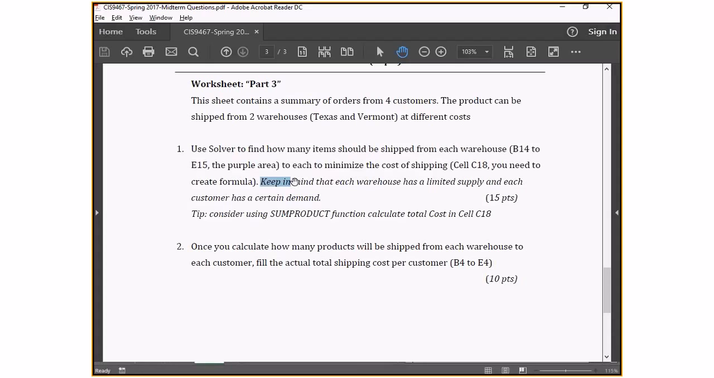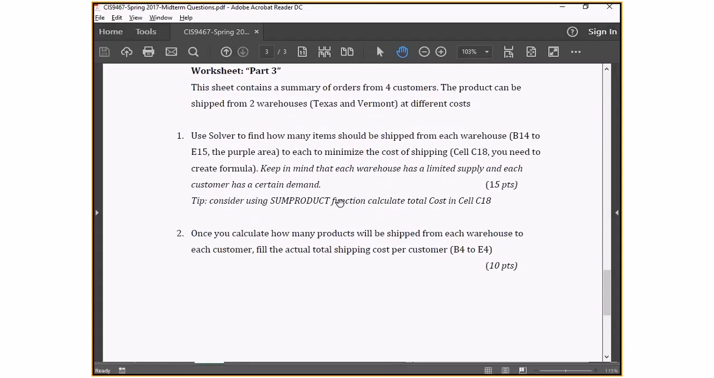Keep in mind that each warehouse has limited supply and each customer has certain demand. Consider using SUMPRODUCT to calculate the cost in cell 18. It's in English.